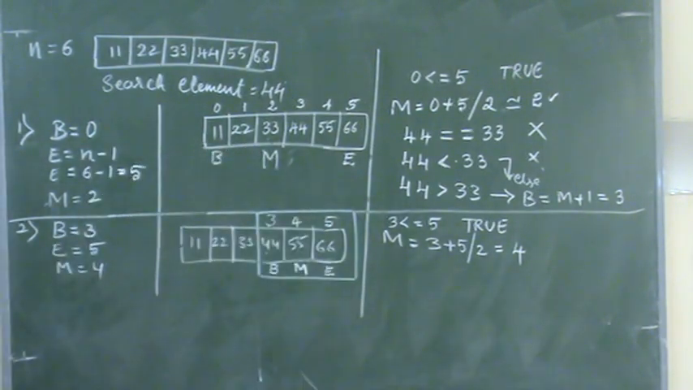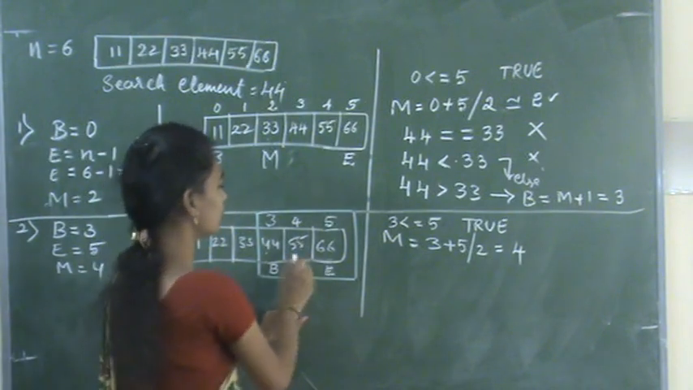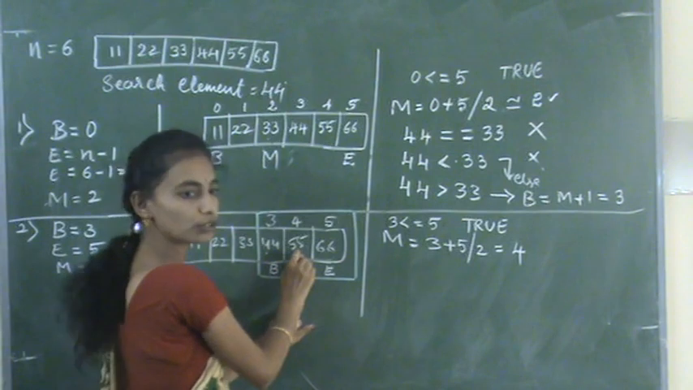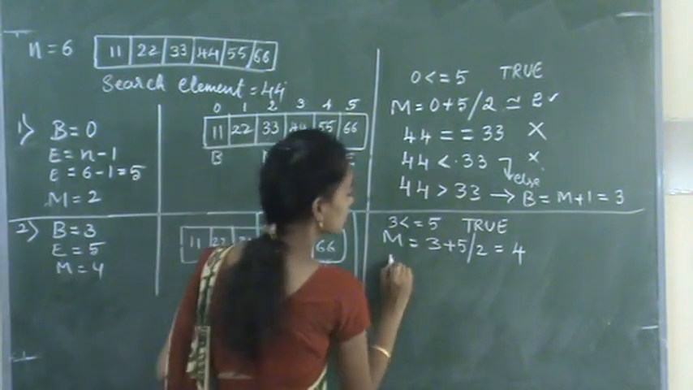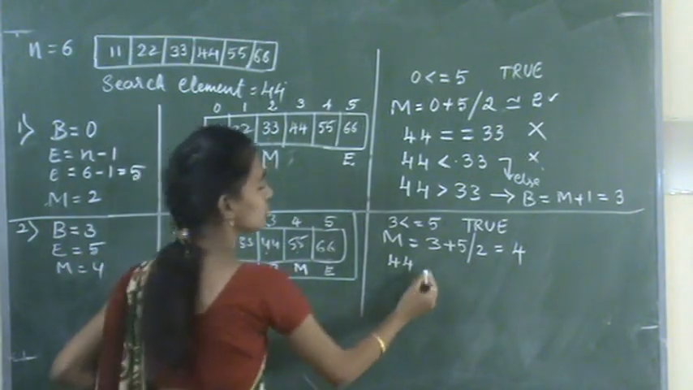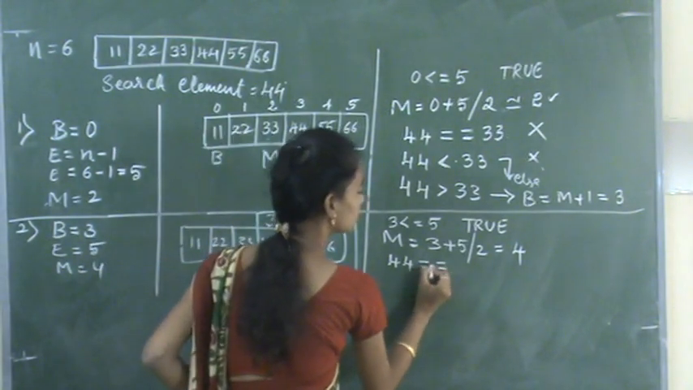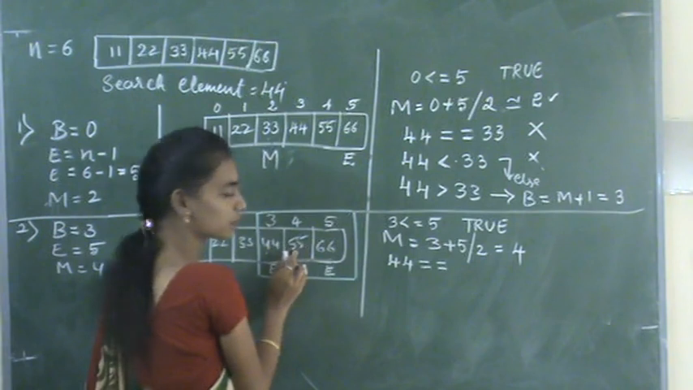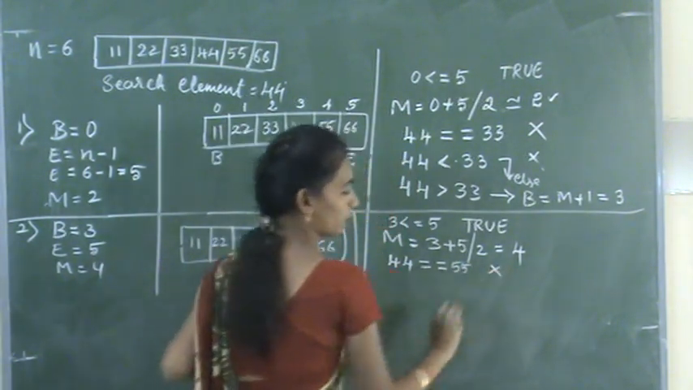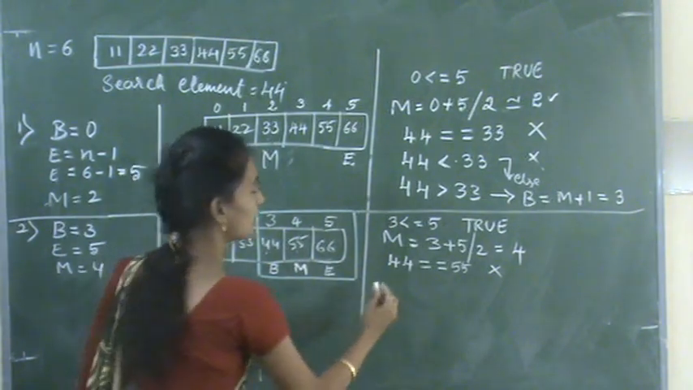Next, we need to check whether the search element is equal to the mid element. What is the search element? The search element is 44. So is 44 equal to the mid element? What is the mid element? 55. So is this equal? No. So next, go for another check.